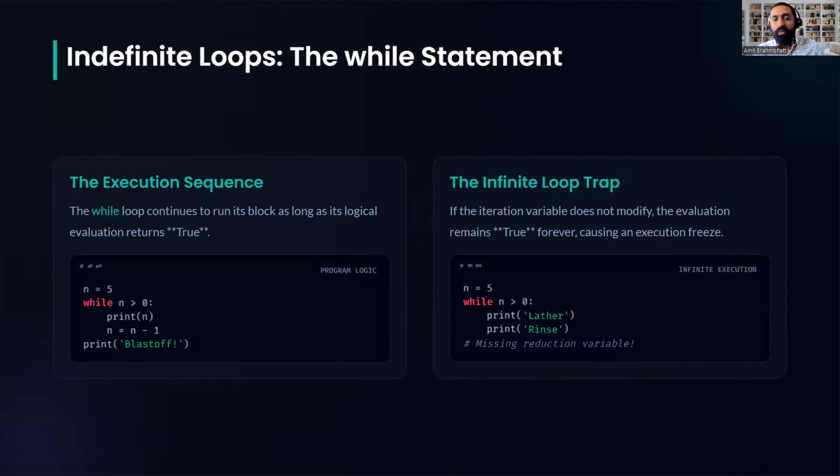Let's look at indefinite loops using the while statement. A while loop acts like a continuous conditional gate. It evaluates a condition, and if it's true, it runs the indented code block and then returns to evaluate the condition again. Look at the indefinite loop trap on the right of the slide. If you do not update your iteration variable inside the loop, the condition remains true forever, and your program freezes in an infinite loop. Always ensure your loops have a clear path to exit.